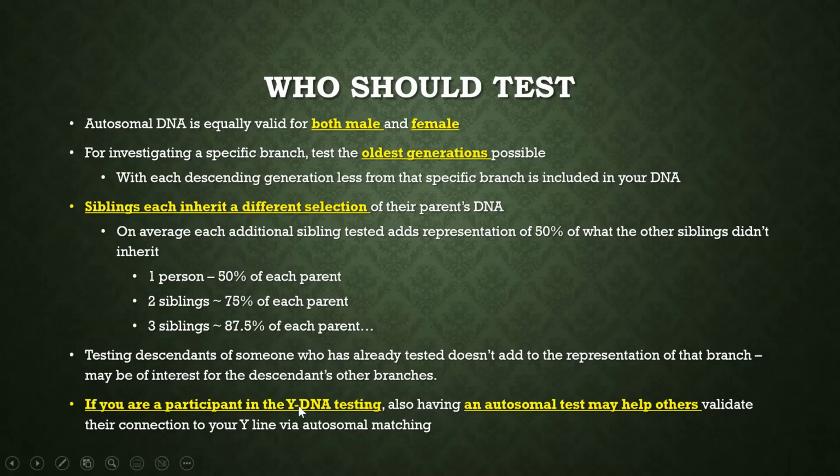If you're a participant in the Y DNA testing, then you probably already have deep DNA information on the Nisbet line. So doing an autosomal test probably isn't going to tell you anything more about the Nisbet line, but it might help others validate their connection to your Y line. You'll have other people that may be descendants of a female Nisbet, so they don't have Y DNA, and they may not be certain whether they connect to your line or not. But if we can use autosomal DNA to show that they have a link via their Nisbet DNA to yours, then they would know that they connect to a specific Y DNA Nisbet line.